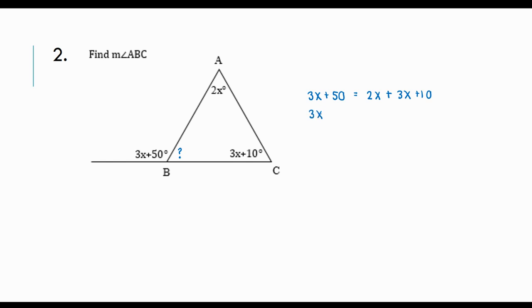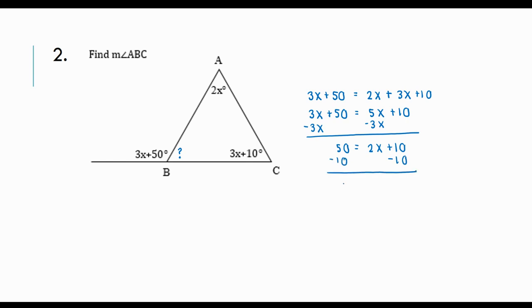Can't do anything on the left, but on the right I can combine like terms. 2x and 3x is 5x. I'm going to start combining my like terms, so I'm going to move the 3x over to the other side. That gives me 2x plus 10 on the right. I'm going to subtract 10. That gives me then 40 equals 2x. And then finally, I'll divide both sides by 2, and I'll get x to be 20.